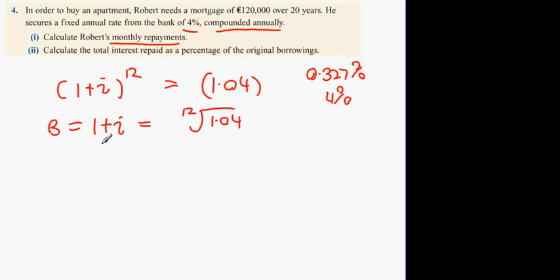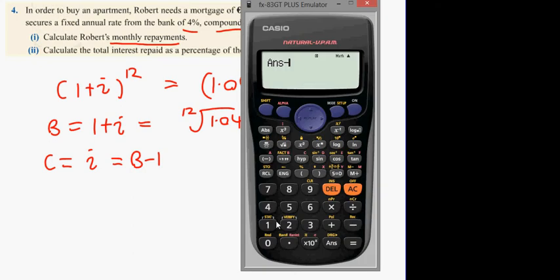Okay, so next thing then we've got to find our C value. Our C value is I on its own, which is B minus 1. So let's take 1 away from our B value. B value is already here. Take away 1 and we get this number here. So we're going to save that as C. There we go, saved as C.